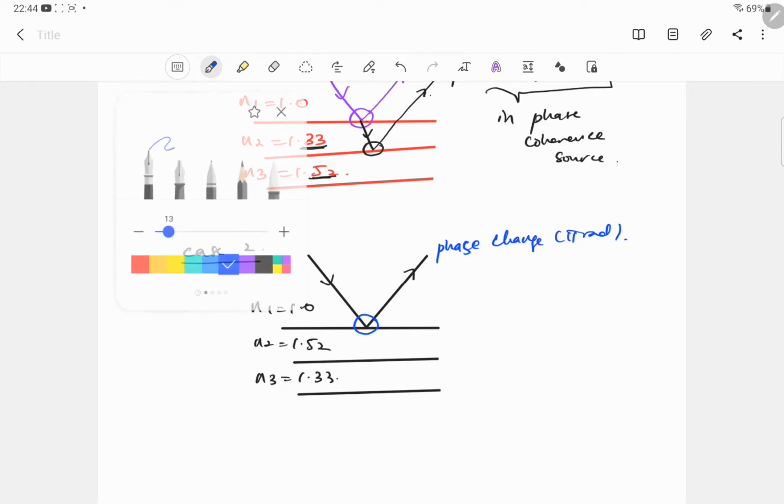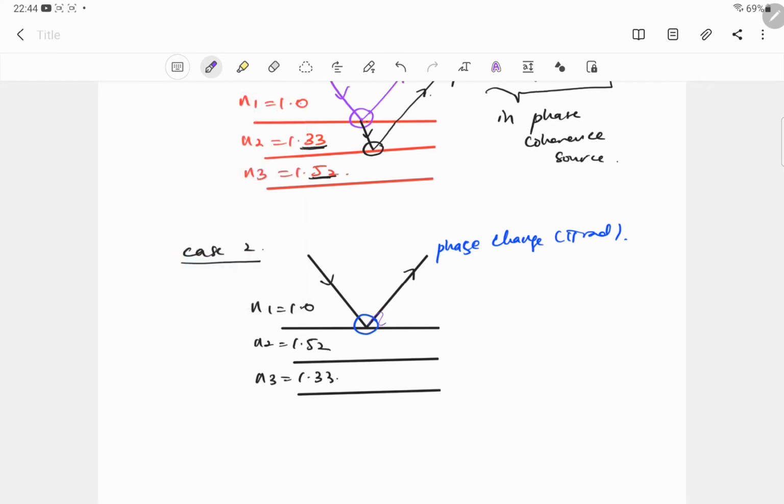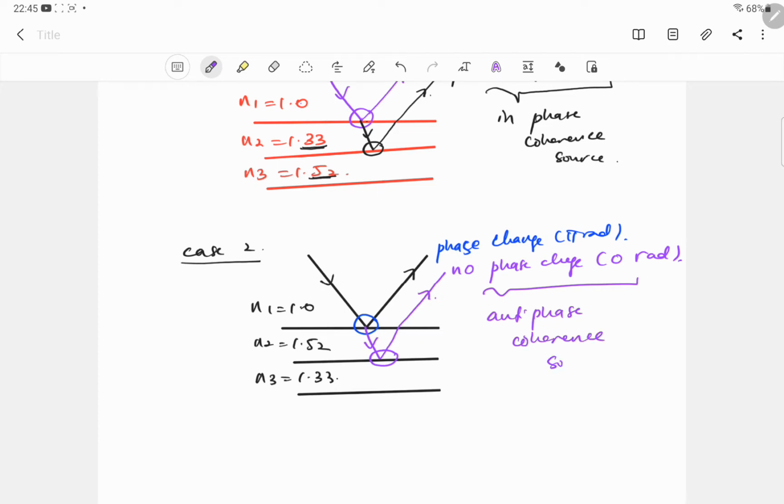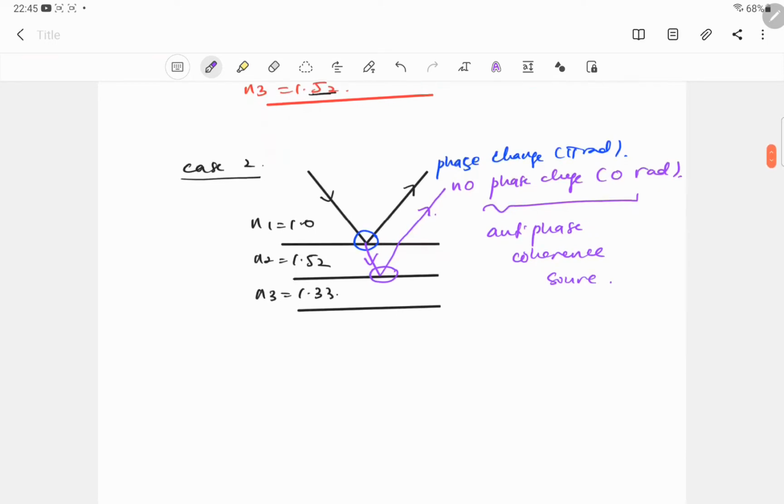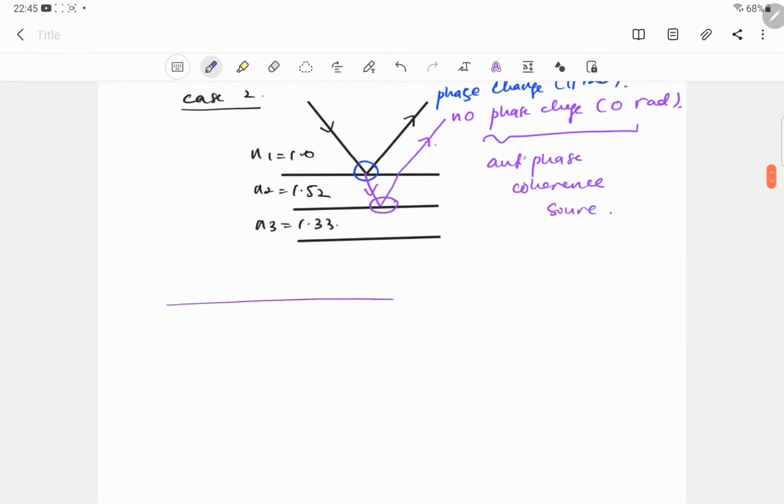Okay, seterusnya kita tengok lagi incident ray, and then we have the reflected ray. Tengok kat sini, denser to less dense medium. So from denser to less dense we have no phase change. Okay, phase change kita adalah 0 radian. So ini kita namakan sebagai anti-phase coherent source. Okay, so untuk kes ini kita ada dua jenis sebenarnya.